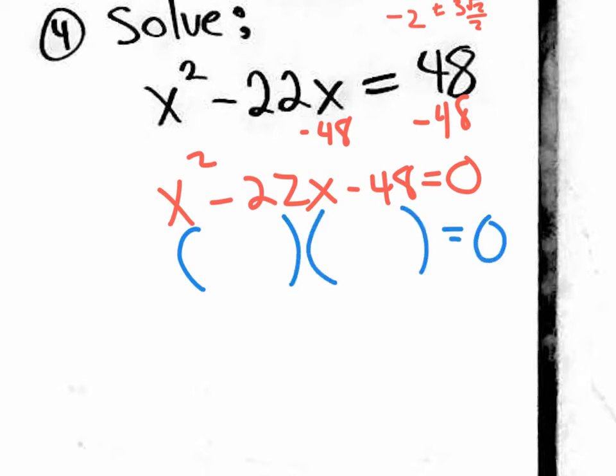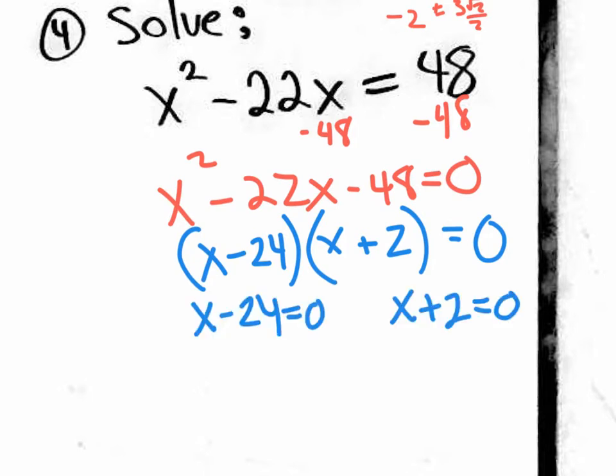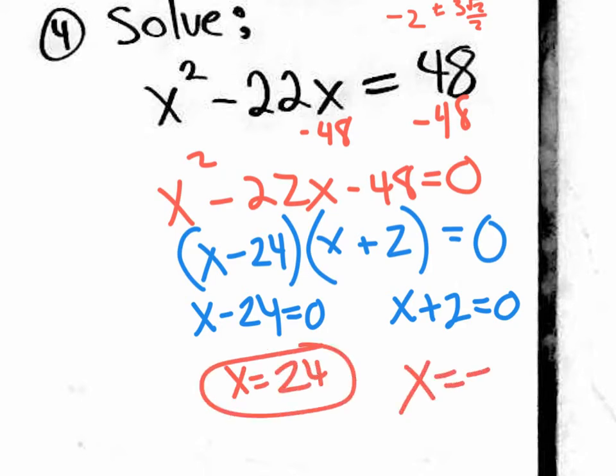Attempt to factor. What times what is negative 48 that if I combine together gives me negative 22? Negative 24 times positive 2, guys, right? And because of that, we'll be able to split it and solve. Split right there. And now we just need to solve them. And we'll get x equals 24, and also x equals negative 2.